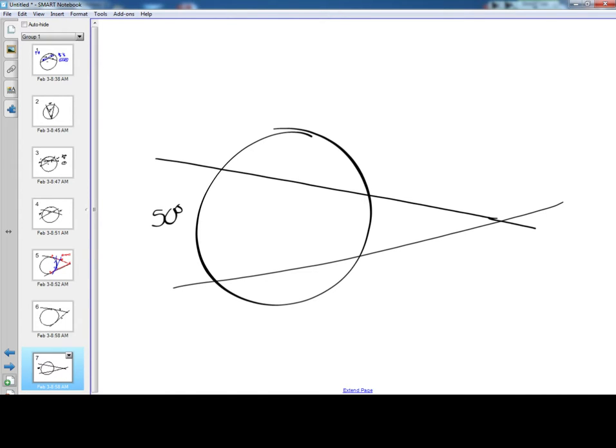There are 50 degrees in this arc from A to B. The arc CD has 30 degrees in it. So arc AB is equal to 50 degrees. Arc CD is equal to 30 degrees. Question: how much is angle X?